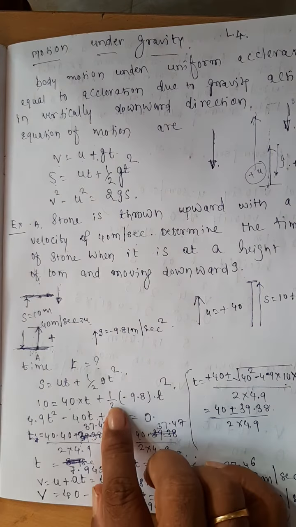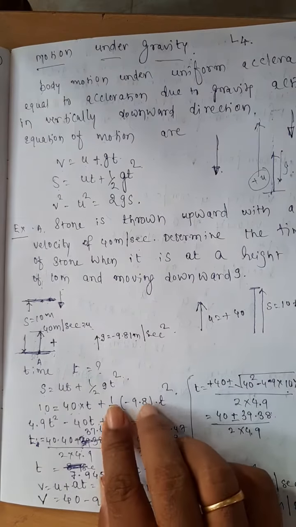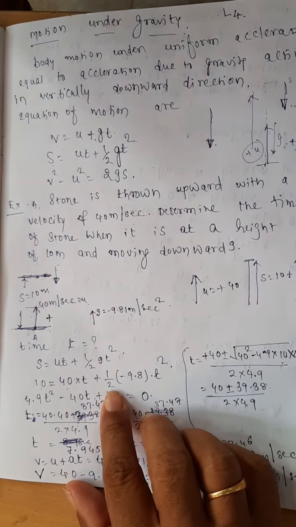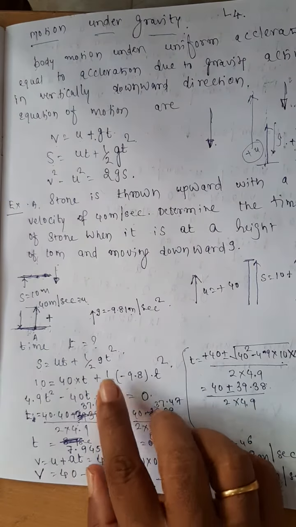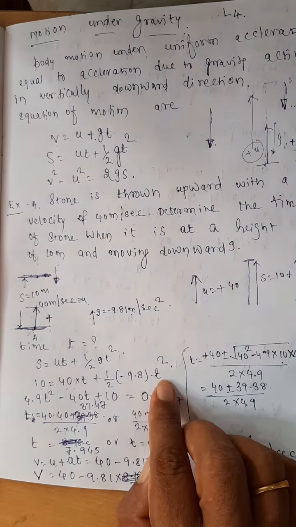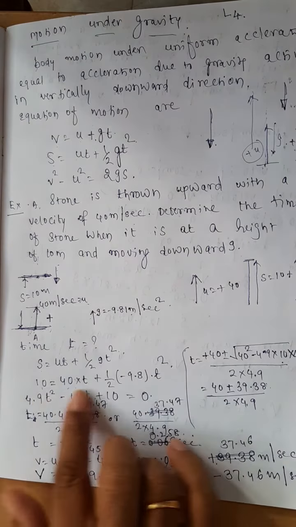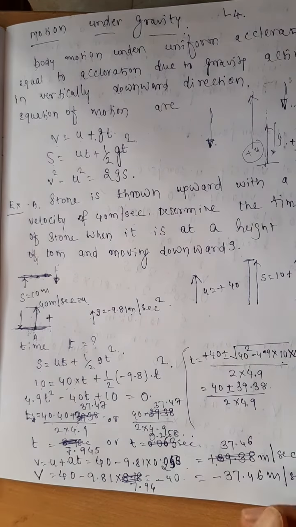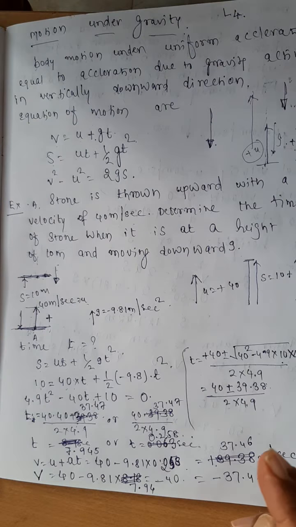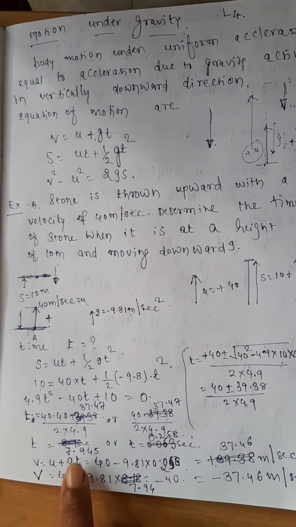Let t be the time taken by the body to reach that particular point. Is it all right? Plus half g is minus 9.81 into t square, right? If you solve this equation, you are going to get two values of t.